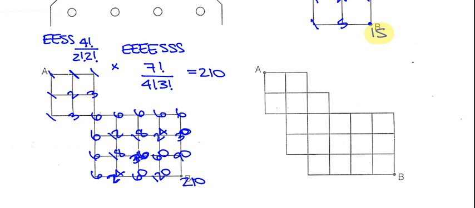Again, notice that this is the same answer I was able to get using just the permutation way of doing it. All right, let's try again. We'll do this one a little bit faster.